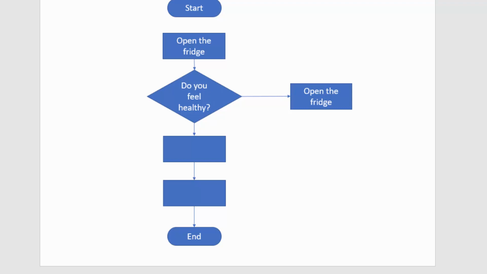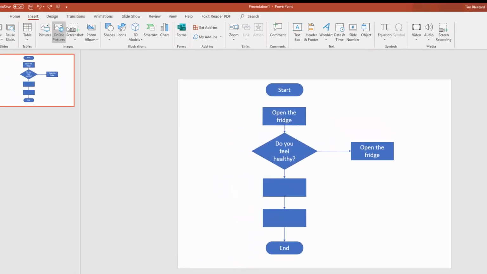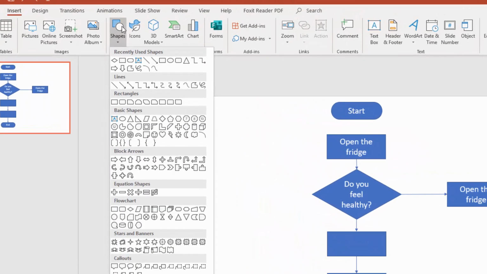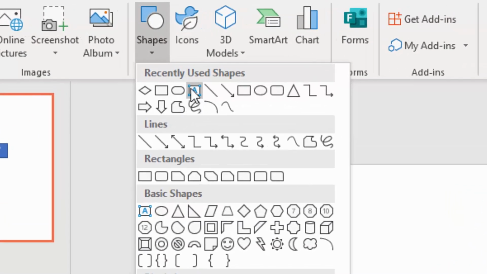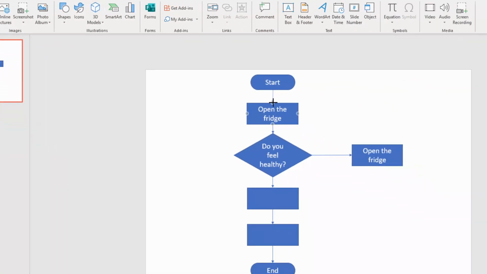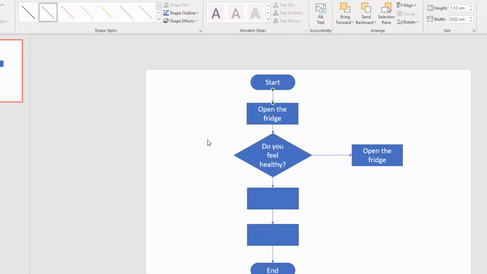So I can go to Insert, but I can go to Shapes, and instead of having to go down to Flowchart, you'll see I've got Recently Used up here. So I can click this line arrow and then just connect that missing one up there, and then I can just double click into these and put the writing that I need to put in.